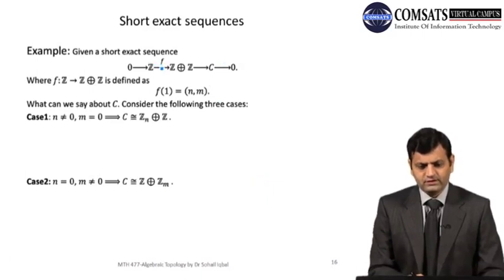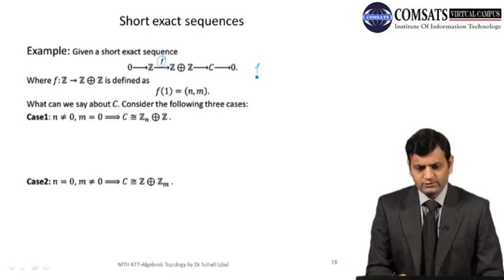So we have this short exact sequence. This function f is defined as f of n is equal to (nm, n0). So we are only giving the image of 1, because this f is an R-module homomorphism. If I want to know the image of any element n, which is an integer, then I can write it as f of 1 times n, and then as n times f of 1.